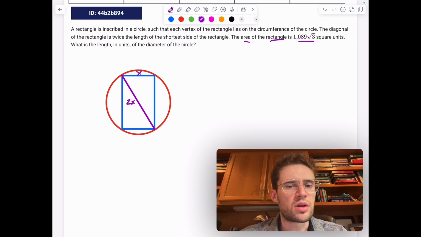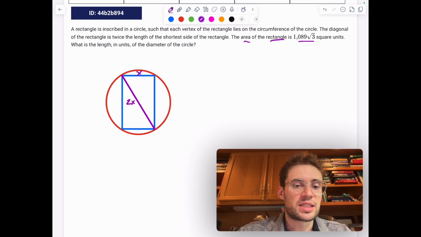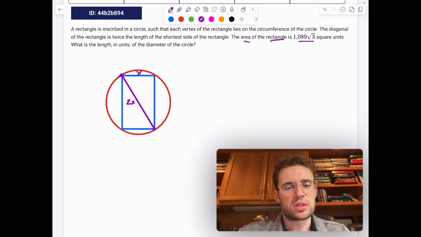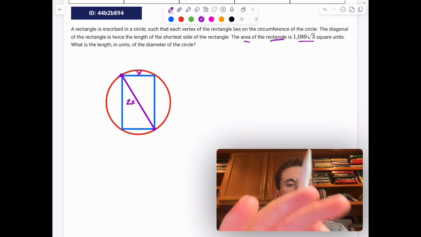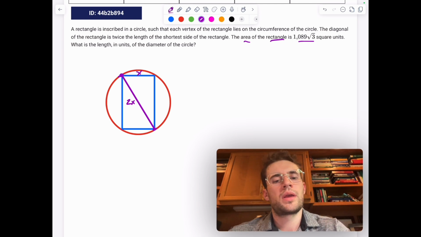What is the length in units of the diameter of the circle? Okay, well, the diameter of the circle is this diagonal of the rectangle. That's just always going to be the case for a rectangle inscribed in a circle. It's the longest way to go from there to there. If it's inscribed, it's fit as much as it can fit. So there's nowhere you can move it where there'll be a longer diagonal.